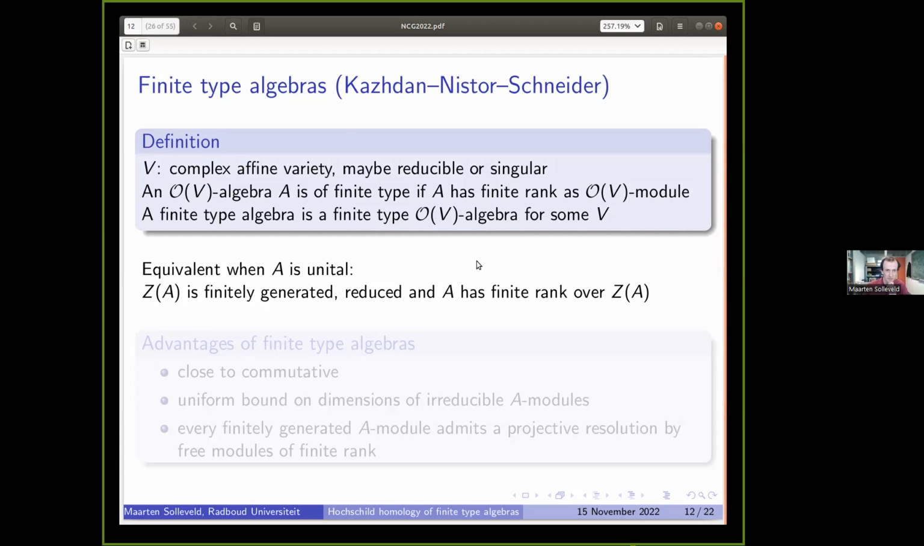And in fact, these were first defined by Kazhdan, Nistor, Schneider in a paper. They just allow any finitely generated algebra as the center, and they don't need it to be reduced, in fact. But okay, I will stick to this for this talk.